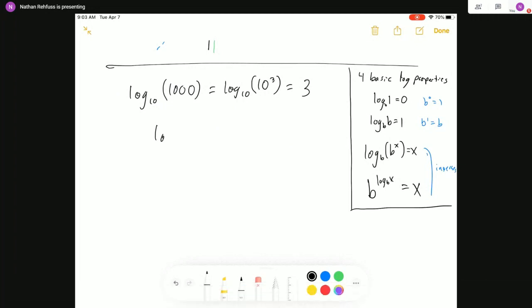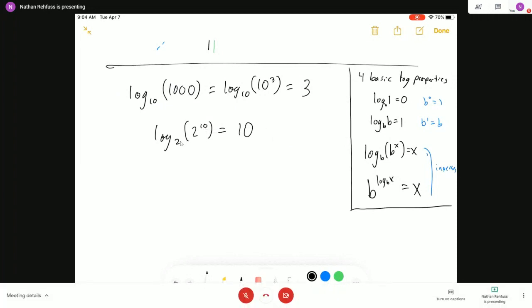And if I take the log base 2 of 1,024, which is 2 to the 10th, I know the answer just has to be 10, because 2 to the 10th power is 2 to the 10th power.